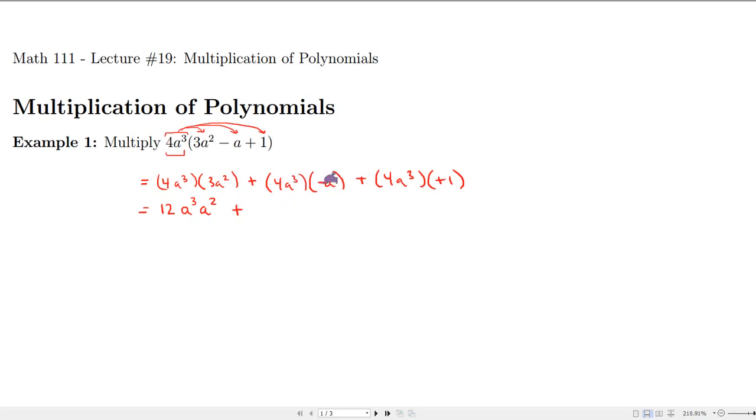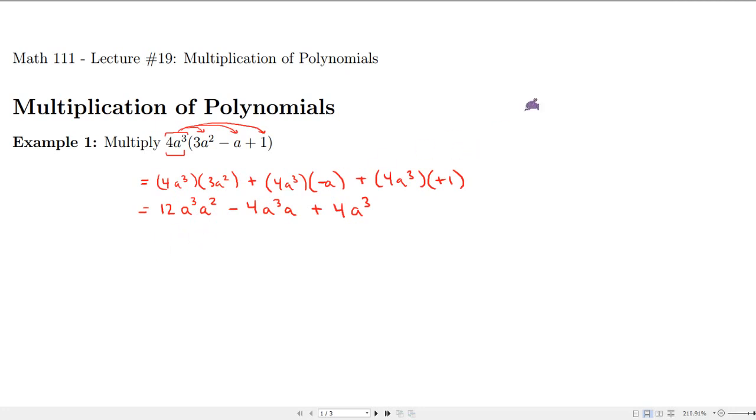So the 4 and the minus a multiply to give us minus 4, right? So this plus, you could just write it as a minus right now. Maybe we'll do that actually. So okay, this is actually a minus 4a cubed times a, and plus 4 times positive 1 is a positive 4a cubed. Okay, so we're trying to figure out how to simplify these two expressions.